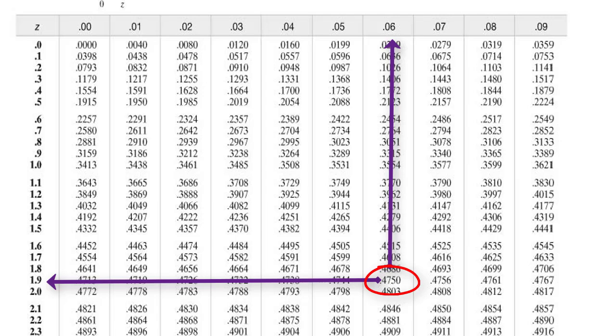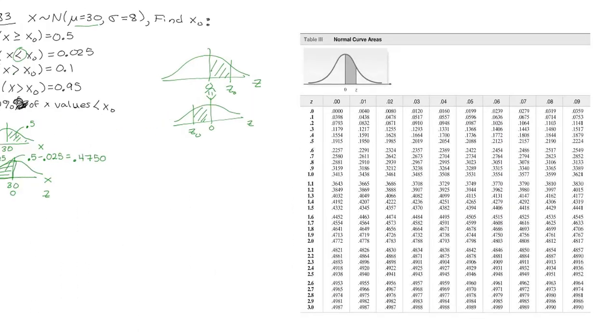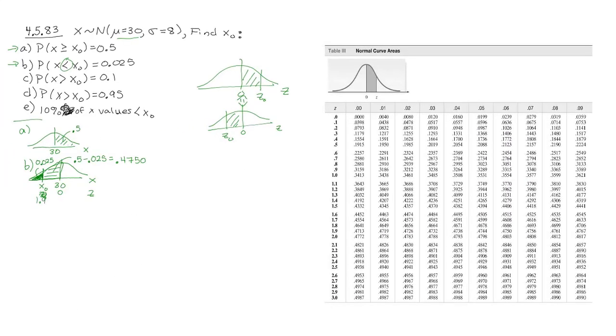So we know our z is 1.96, but because it's to the left of 0, it's actually going to be a negative 1.96. Now how do we figure out what our x value is, that x naught value? Well, we have a formula. Let's backtrack for a second. We know z is equal to x minus mu over sigma.